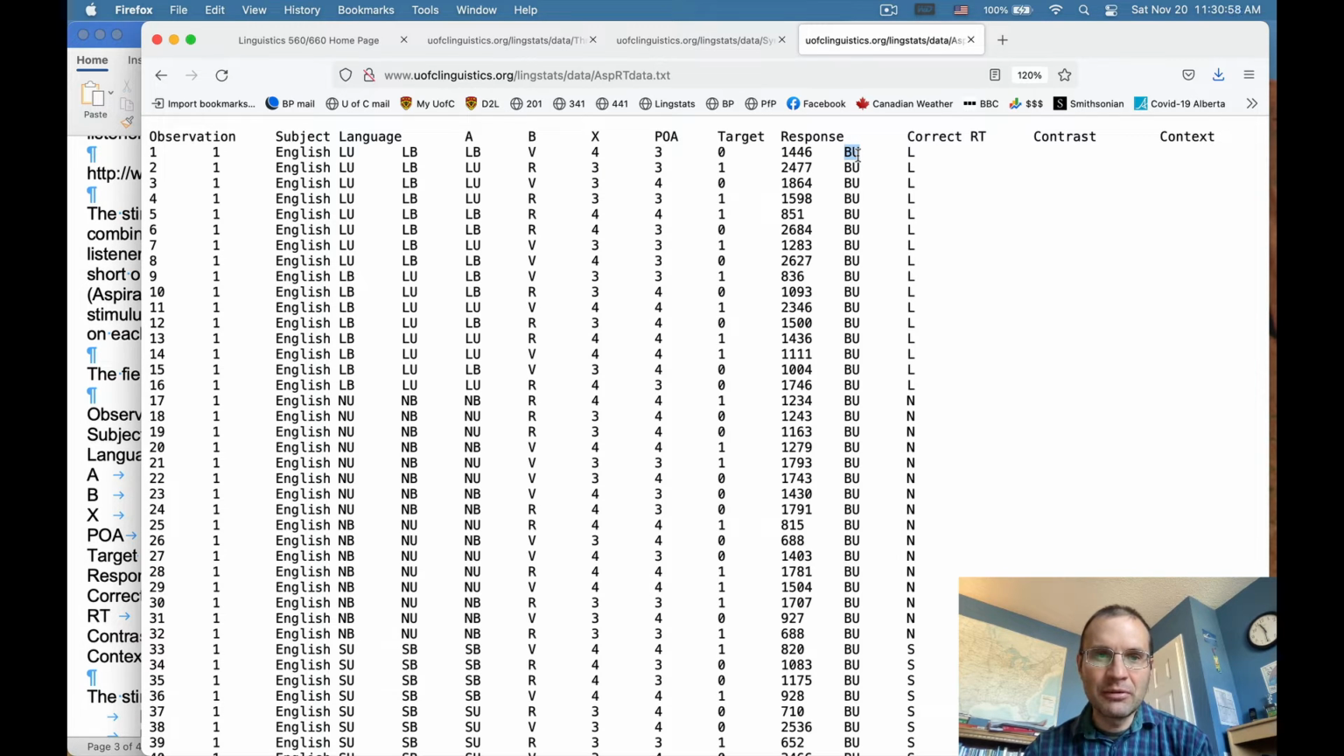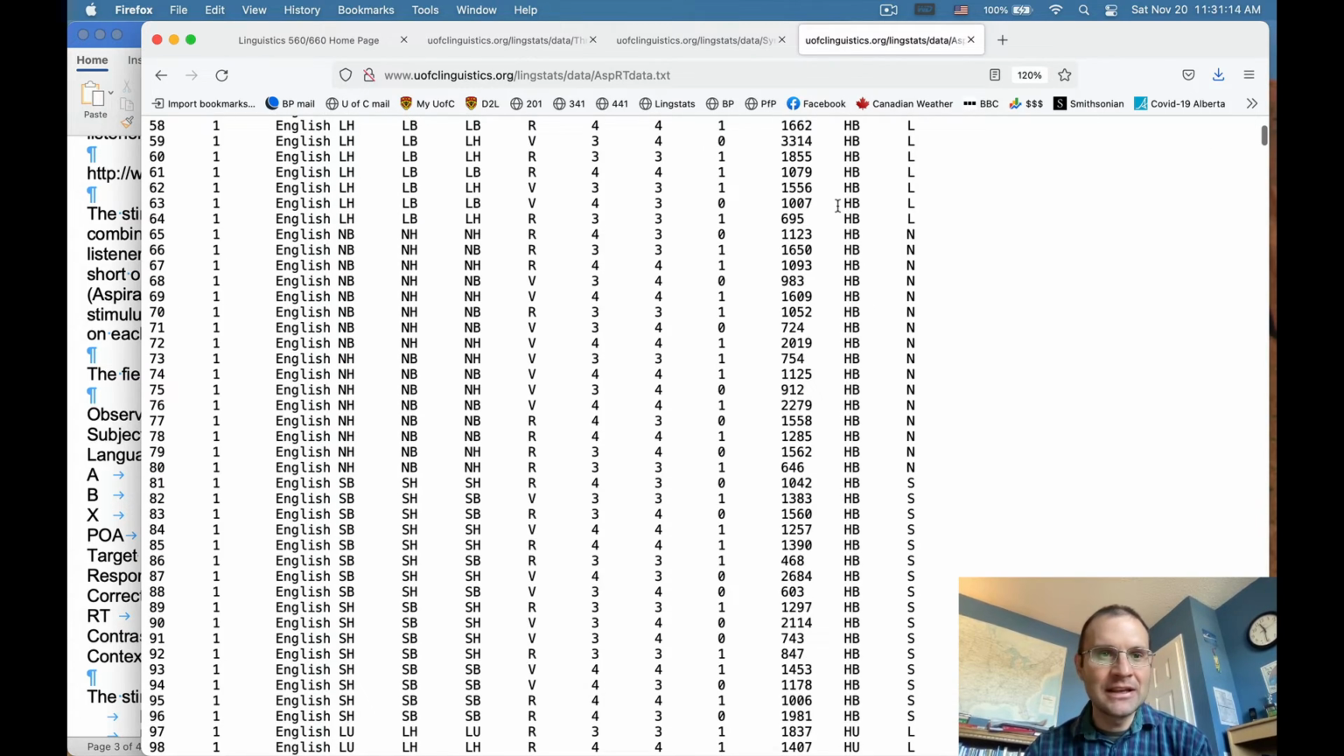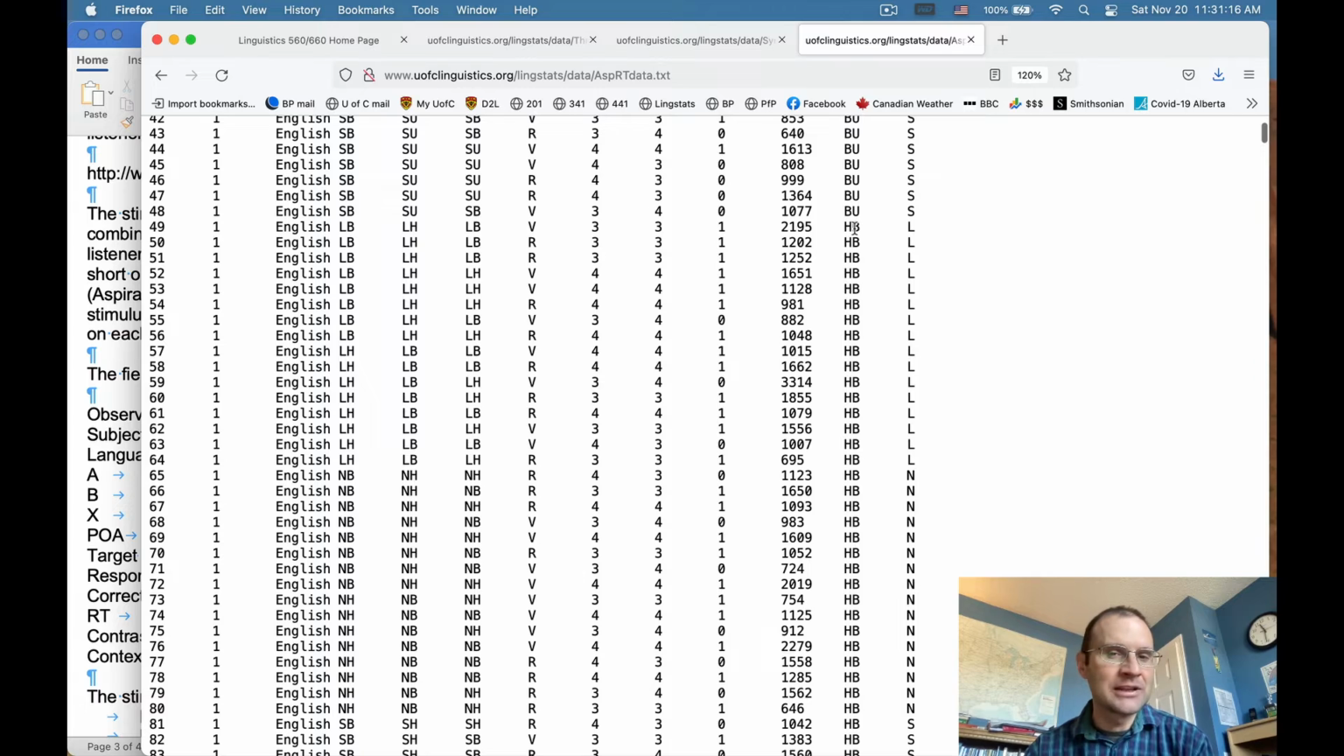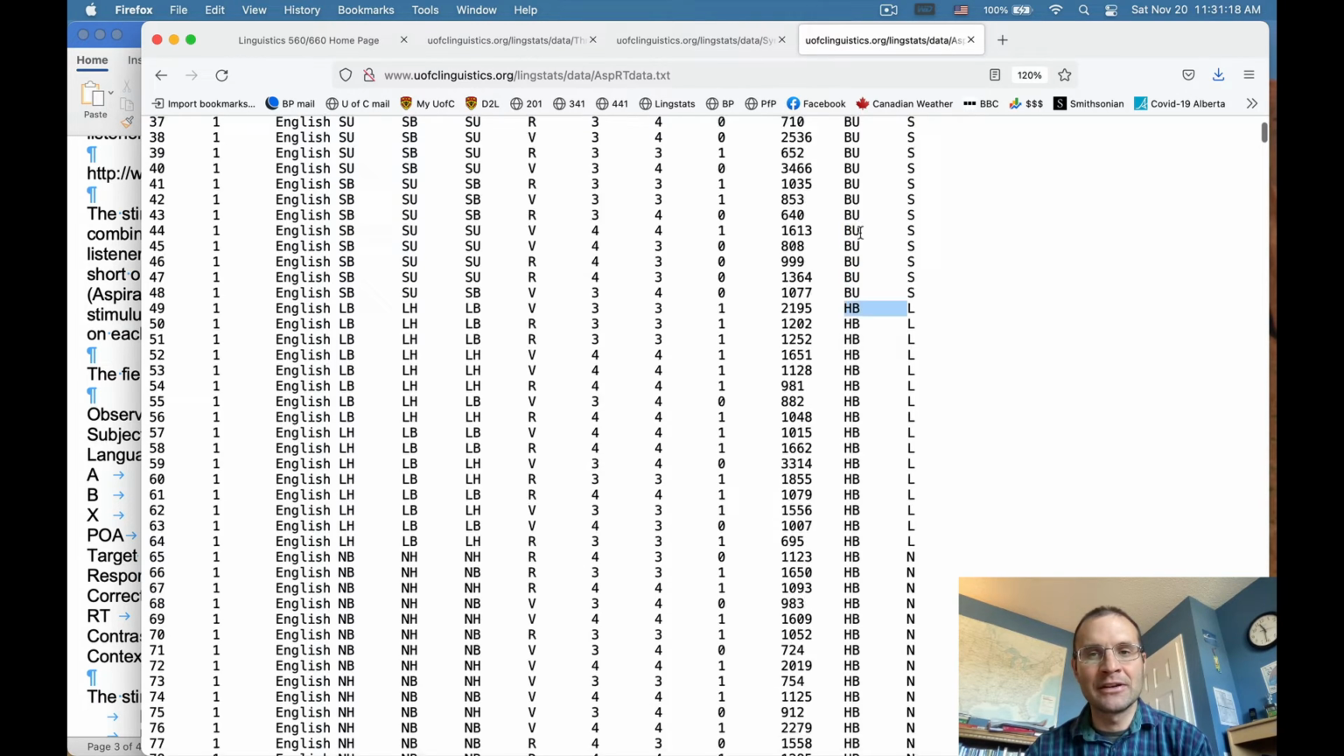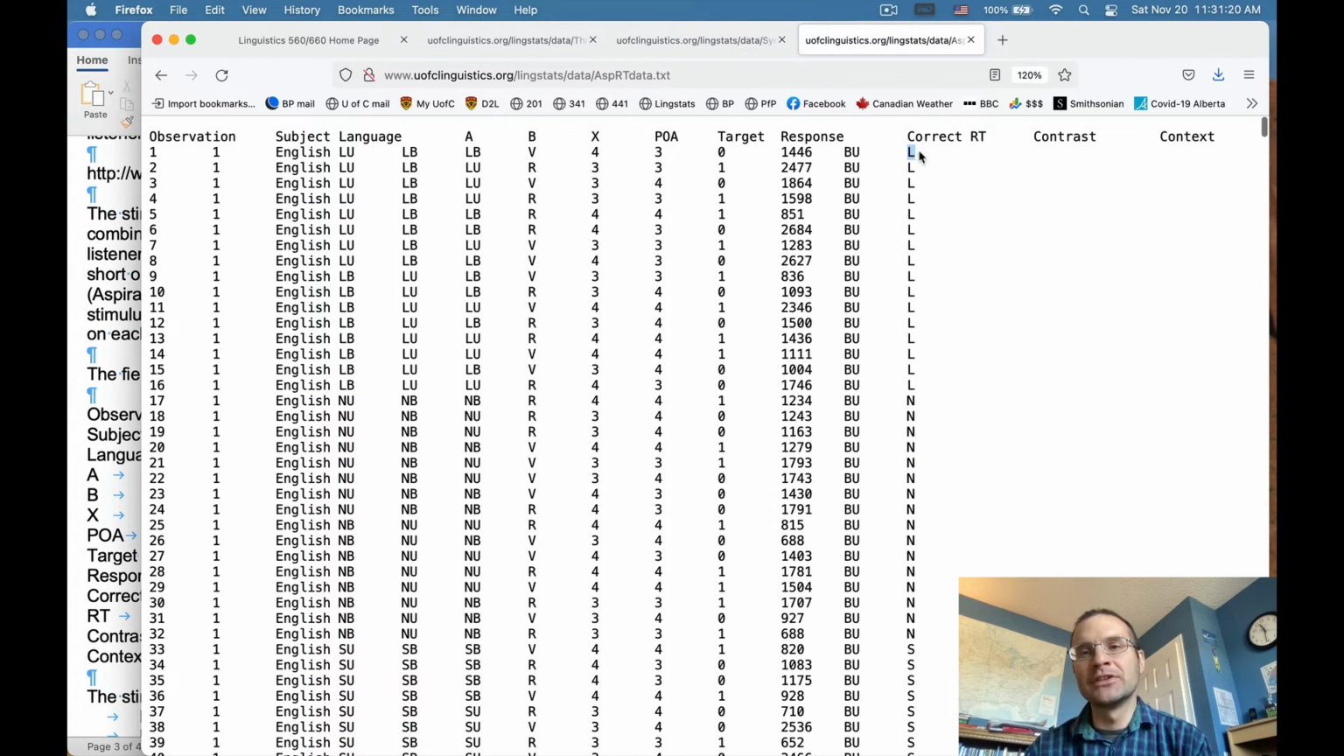This label here tells you what contrast was being tested in this particular trial. So BU just means that we're comparing breathy voiced aspiration with unaspirated stops. And then there's other comparisons like HB. H is aspiration and B is breathy voiced aspiration, so on and so forth, like down here. The context is just how much voicing there was in the stop itself. So L for a lot of voicing, N for no voicing, and S for short amount of voicing. So the part that matters is at the end here.